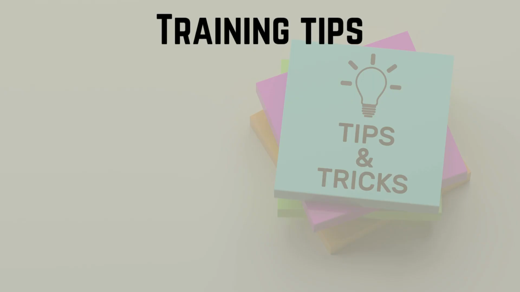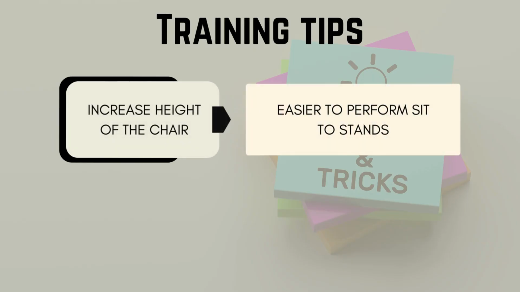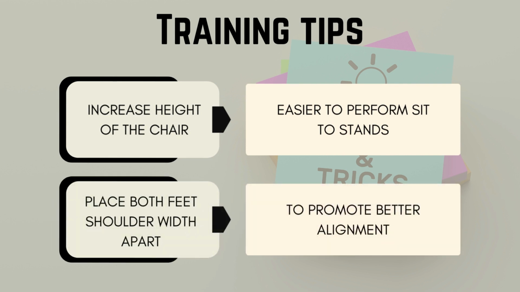One way to correct this is that you can increase the height of the chair or where they are standing up from, and then position both the feet on the same level and then continue to do a sit-to-stand. This will make it a bit easier, and then subsequently you can lower the height of the chair or the platform that they are standing up from.